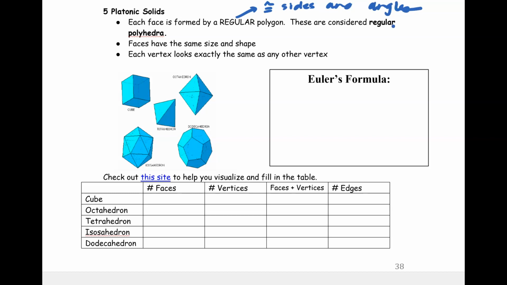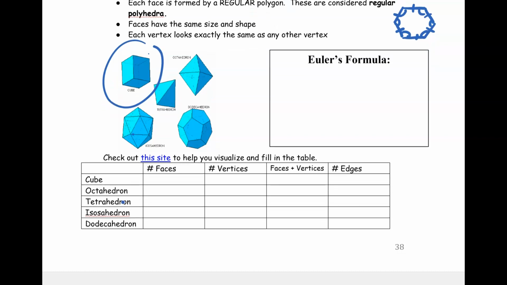Just like a regular hexagon might look like this: 1, 2, 3, 4, 5, 6. That's where all the sides are the same, and all the angles are the exact same. A regular polyhedron would be the 3-dimensional version of that. There's only 5 of them though, and they have these special names. So we're all familiar with the cube, but there are some of these other ones that we might not be as familiar with. So what I'd like you to do now is pause the video.